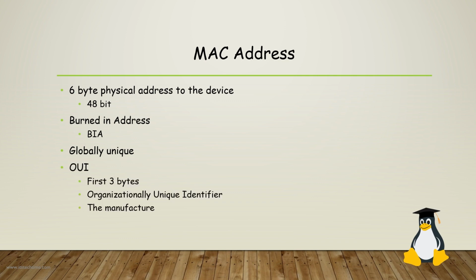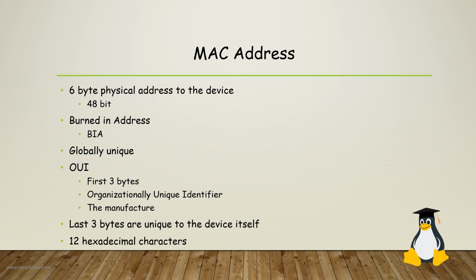The first 3 bytes of the MAC address are the OUI, or Organizational Unique Identifier, which is assigned to the company making the device. So Cisco, for example, probably has a set of OUIs that are unique to Cisco themselves. And the last 3 bytes are unique to the device itself. And MAC addresses are written as 12 hexadecimal characters.